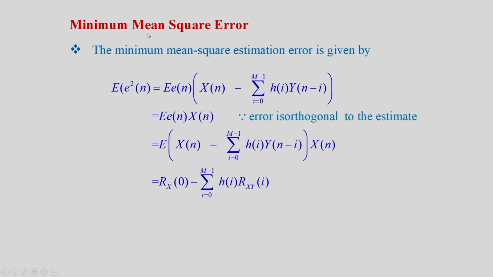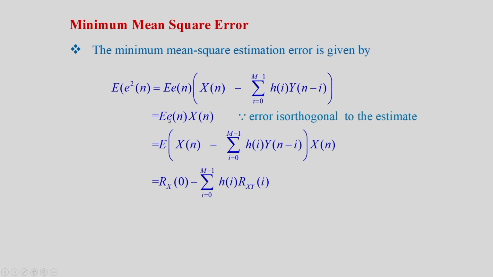Now, we have to find out the minimum mean square error of the FIR filter. The minimum mean square estimation error is given by the expression E of e squared n, that is E of e n into x n minus the estimate. Using the orthogonality principle as I showed earlier, it will be E of e n into x n. Therefore, the mean square estimation error is equal to E of e n into x n.